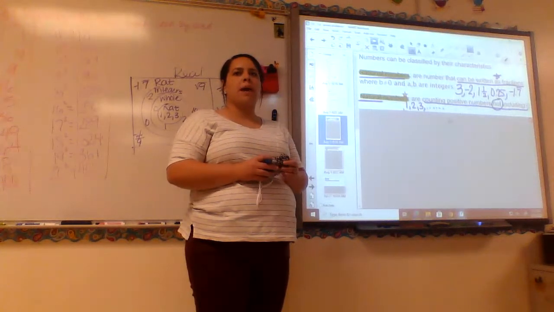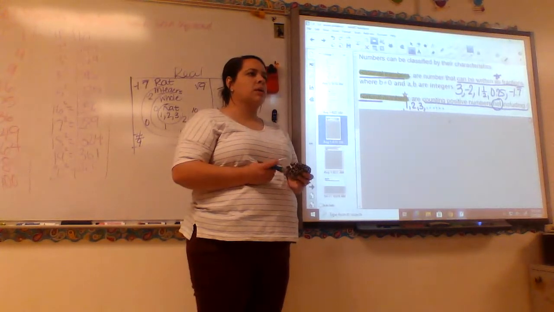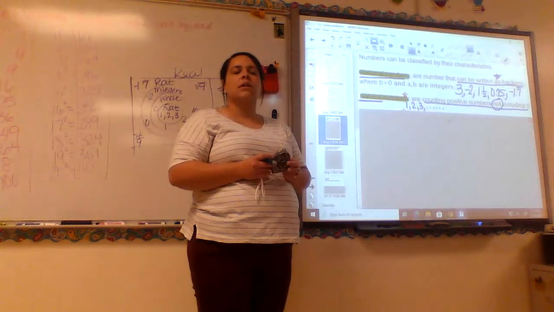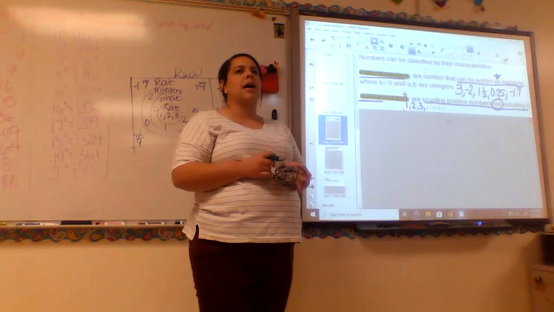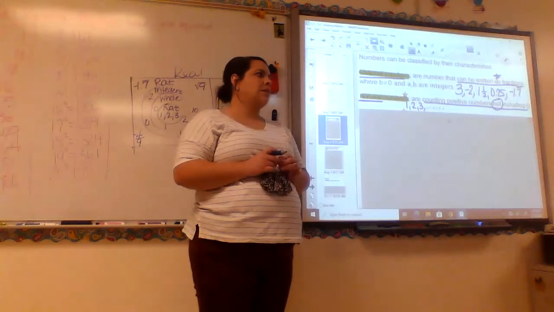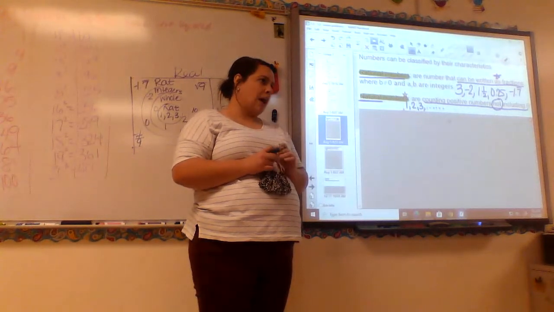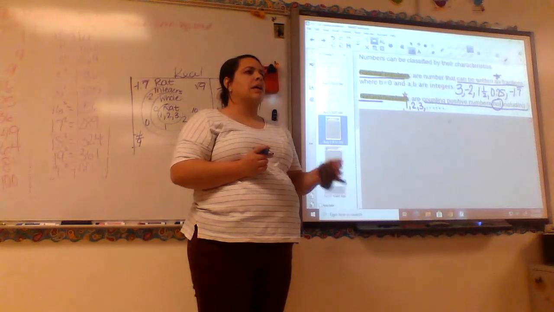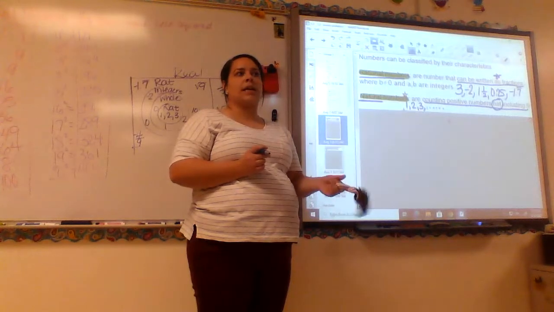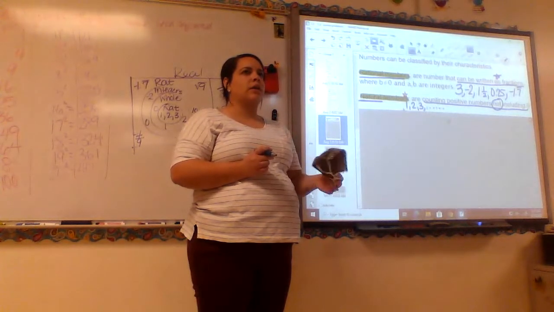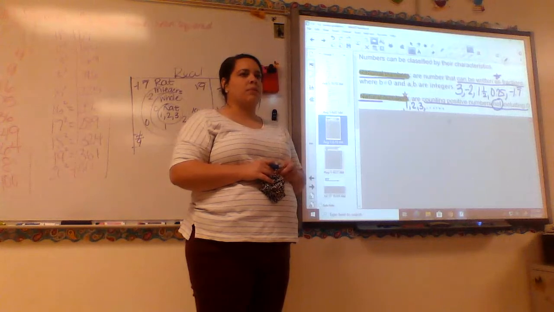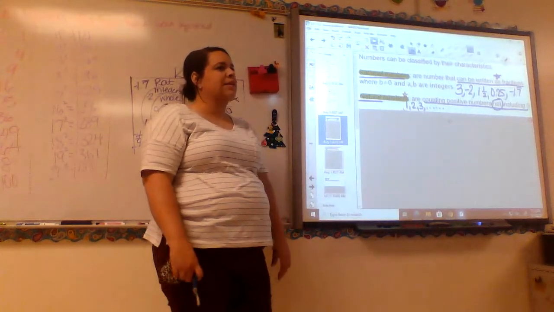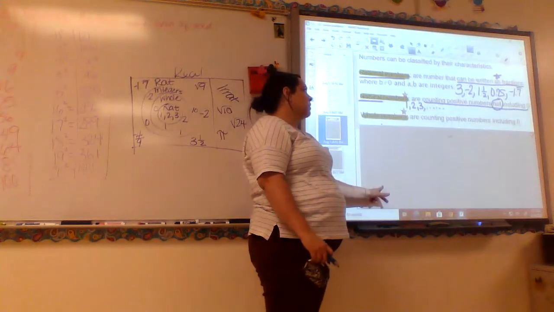Does anybody know why we may not include 0 as a natural number? It's not an amount, and there's 2 other things. It's nothing. 0 is neither positive nor negative, and it's neither even nor odd. That's why it's not a natural number.